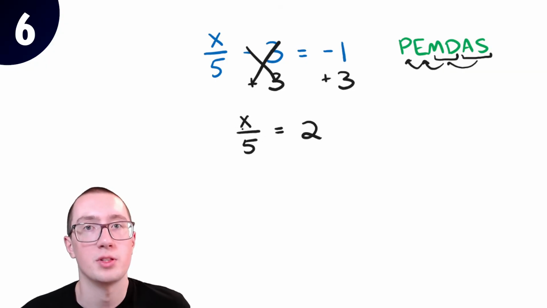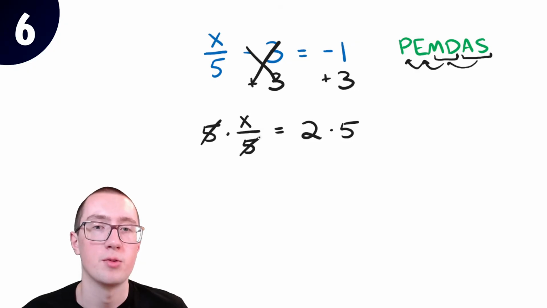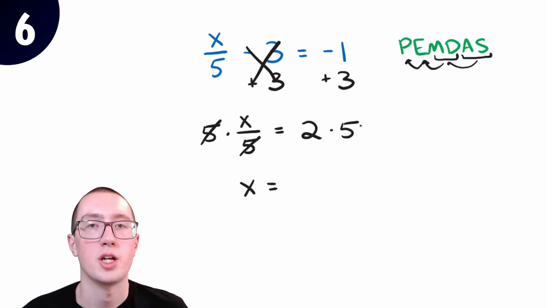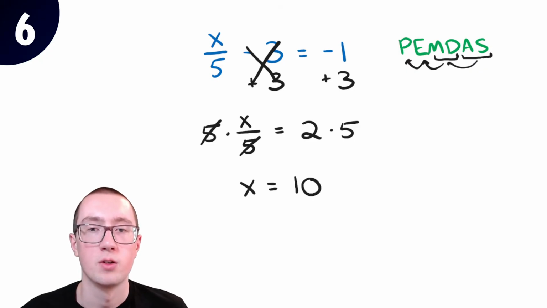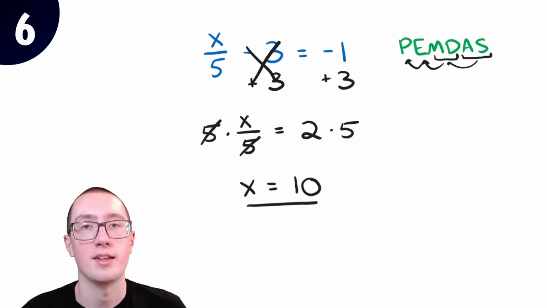So we're going to do the opposite of division, which is multiplication, and multiply both sides by 5. So these 5s cancel out. On the left side, we just have x. And on the right side, we have 2 times 5, which is 10. So this means that x in this equation is equal to 10, and that's our answer.